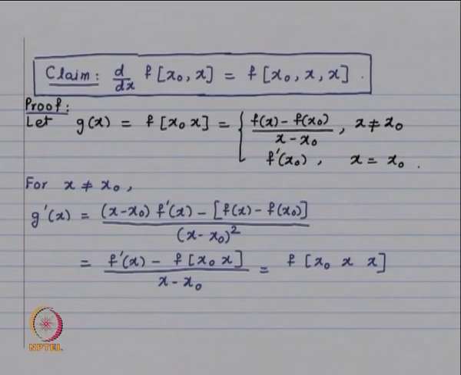When x is not equal to x0, we have a quotient of two functions, so we will use the standard formula for calculating the derivative. When our point x is equal to x0, our function g is defined differently. At x0, it is f'(x0). At x not equal to x0, it is the quotient (f(x) minus f(x0)) divided by (x minus x0). So, when I want to calculate the derivative of g at x0, I will have to go from the definition.